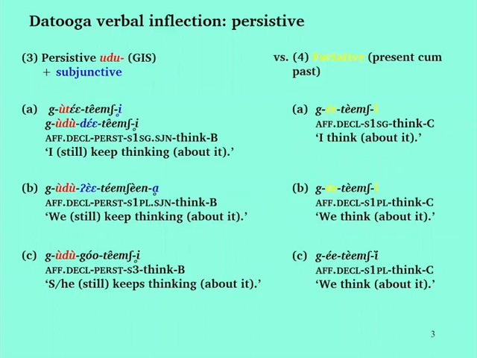Now we do the same thing for the persistive, comparing the paradigm in three, that's the left column, with the corresponding forms of the factative in four. You find a parallel situation. That is, the persistive is characterized by its specific marker, which is udu, highlighted in red, and it is accompanied by the same pattern of subject indexing as the future, that is the one which encodes the subjunctive mood. This is basically what my talk will focus on. There are indeed more inflectional categories which follow this pattern, for example, the negative perfect tense and probably others.